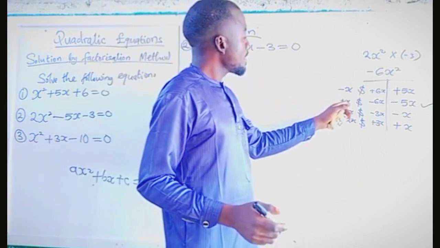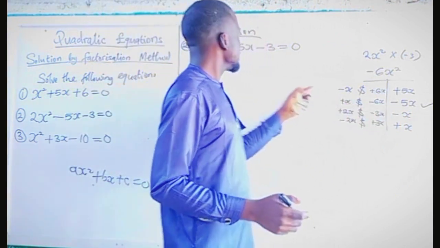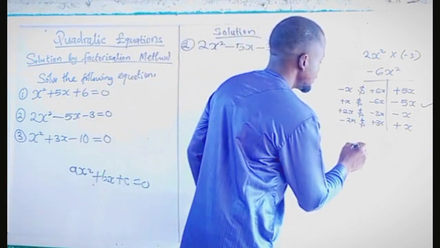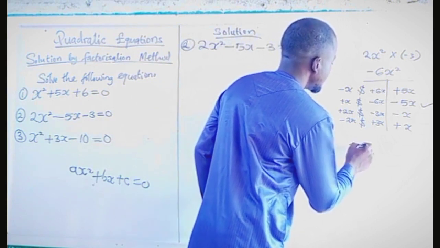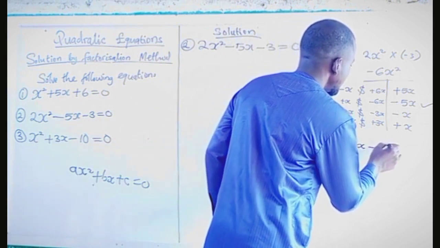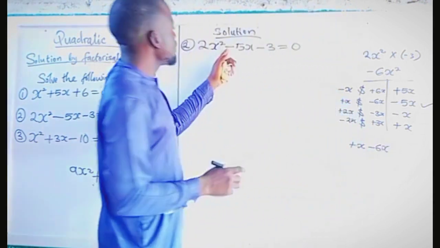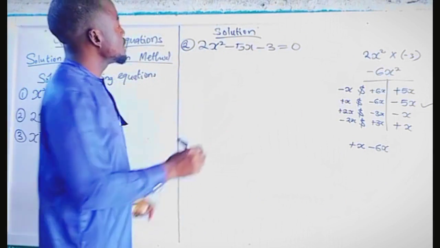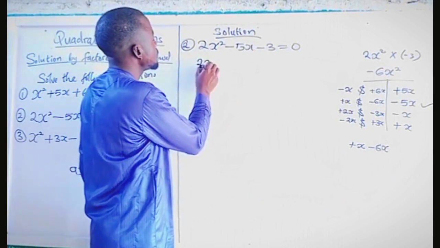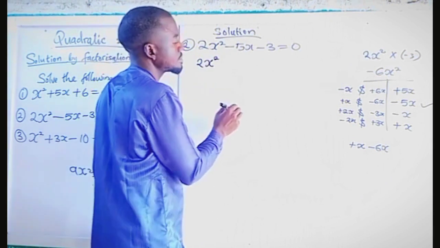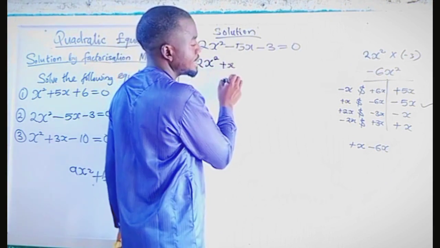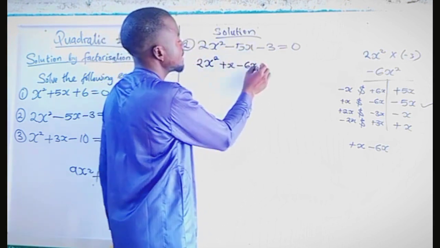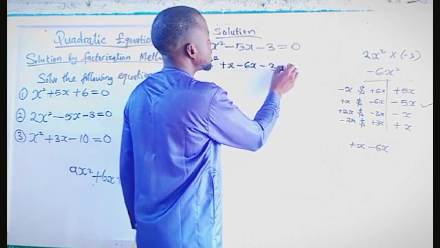So when we sum plus x and minus 6x, it gives us minus 5x. Therefore, we are going to substitute plus x minus 6x in place of minus 5x in the initial equation. So that gives us 2x squared plus x minus 6x, which we have put in place of 5x, minus 3 is equals to 0.